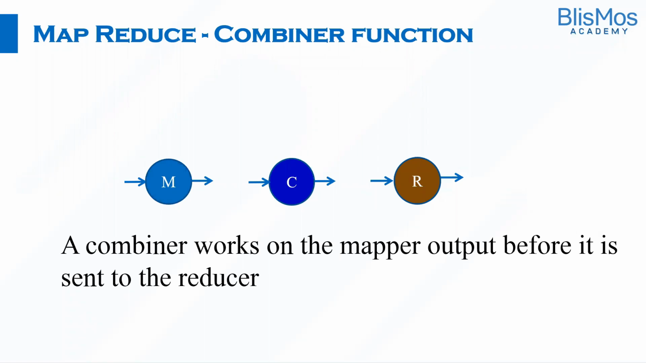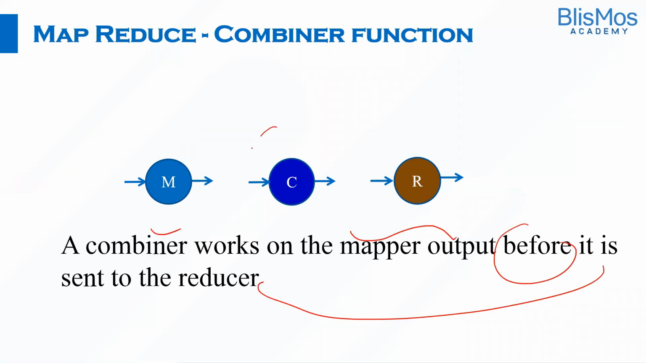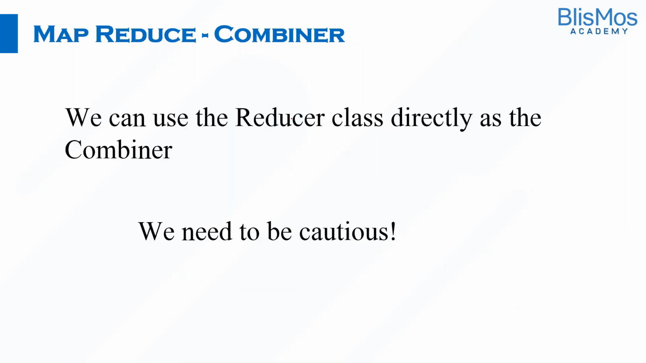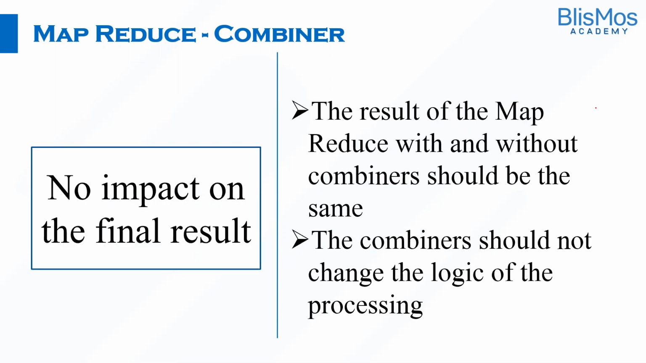Now, just to revise, combiner works on the mapper output before it is sent to the reducer. You can see it is taking the output of mapper and combines the results and sends it to the reducer. We have used the reducer logic directly as a combiner, but we understood we need to be cautious. Why do we say that?